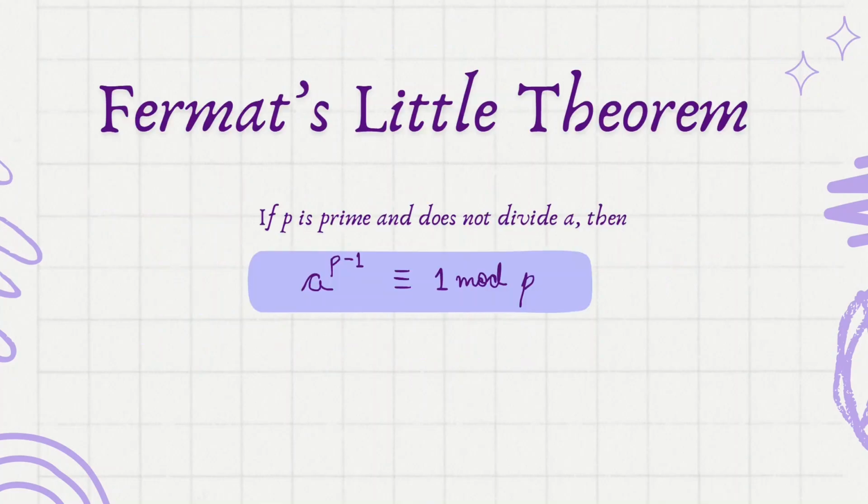We next move on to Fermat's little theorem, which states that if P is prime and does not divide A, then A to the power of P minus 1 is congruent to 1 mod P. Now we're not going to go into the proof, but this will be very useful in the future.